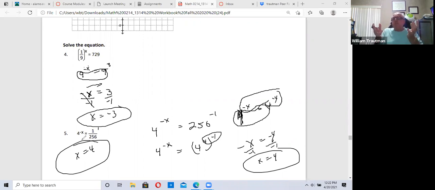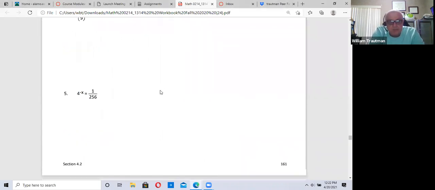Everybody okay with these? Remember we talked about in the past, the bases have to be the same, then the powers equal. If the powers equal, then the bases have to equal. And I think we have an example like that coming up.